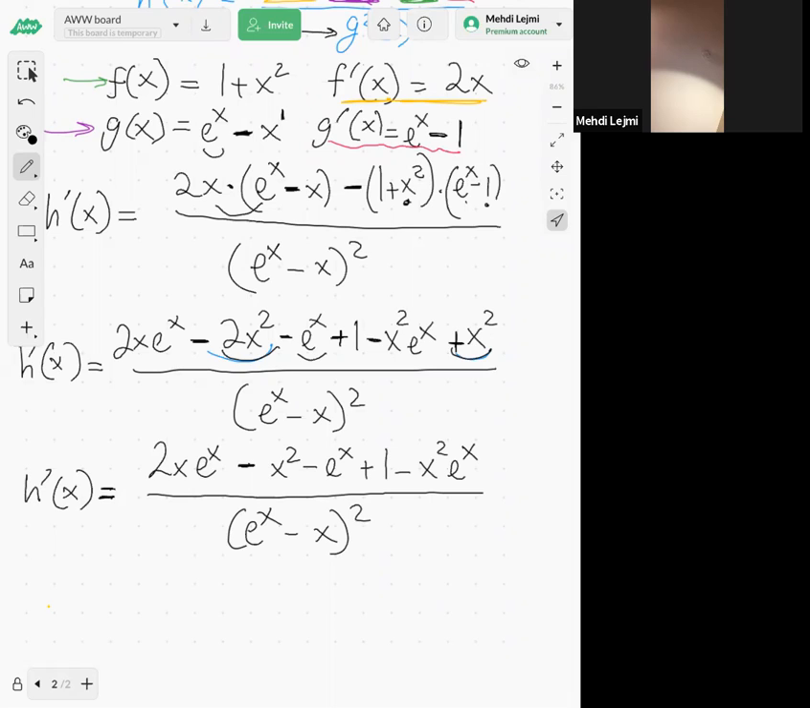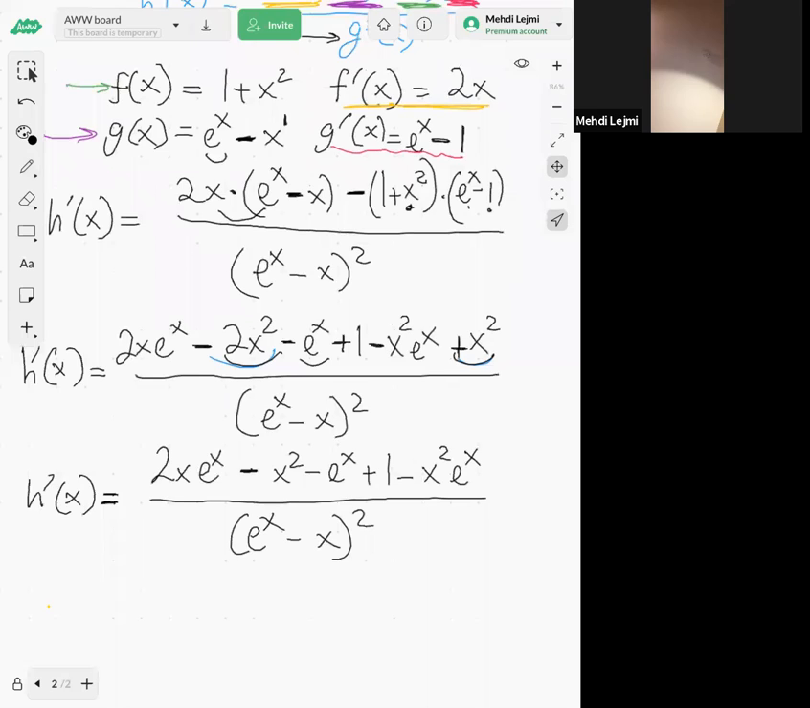You can also, if you prefer, factor out the e to the x in the top. But I mean, this answer is okay, right? This would probably be the final answer. Right. So that's for the quotient rule. So that's for number 2.